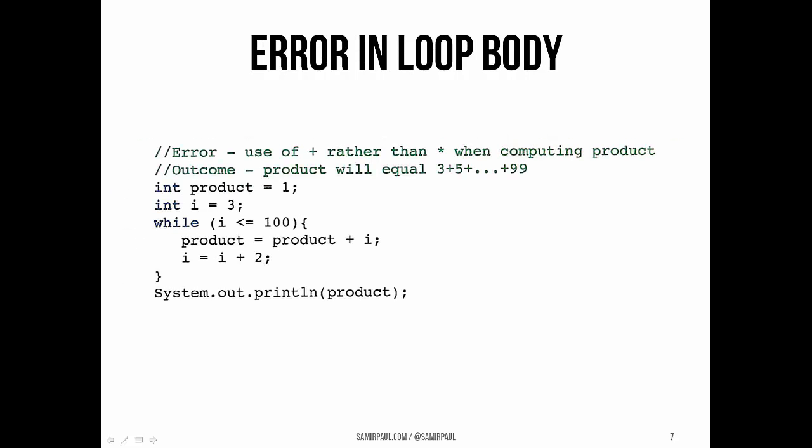Here's another one. This is in the body of the loop, and it's pretty obvious because I'm pointing it out to you, but often errors like this can actually be kind of hard to figure out when you're in the midst of one. Here you can see we're adding rather than multiplying the values. So yeah, that's a problem.